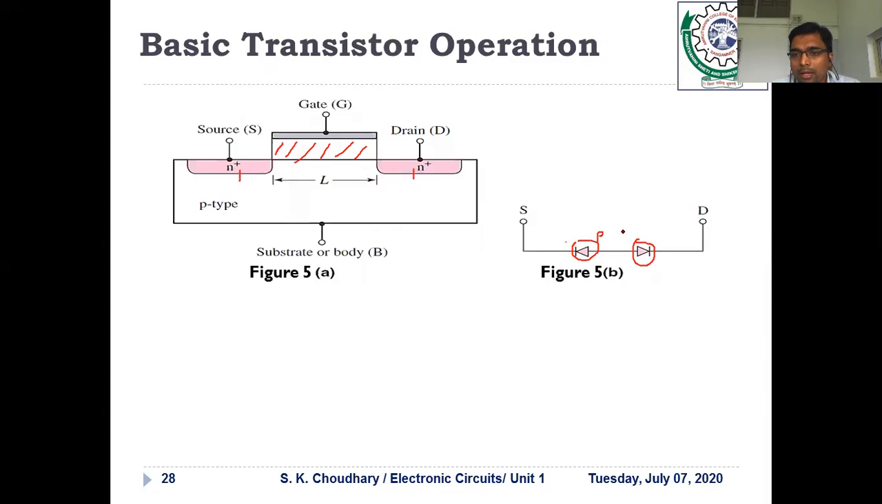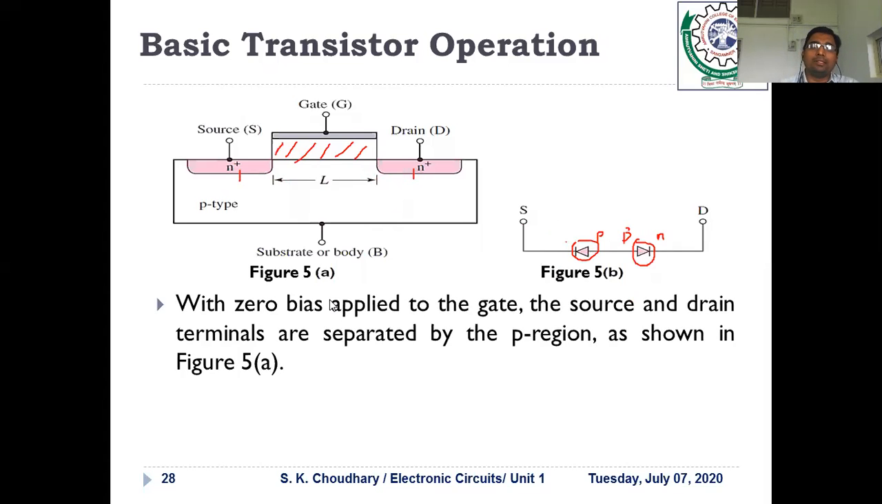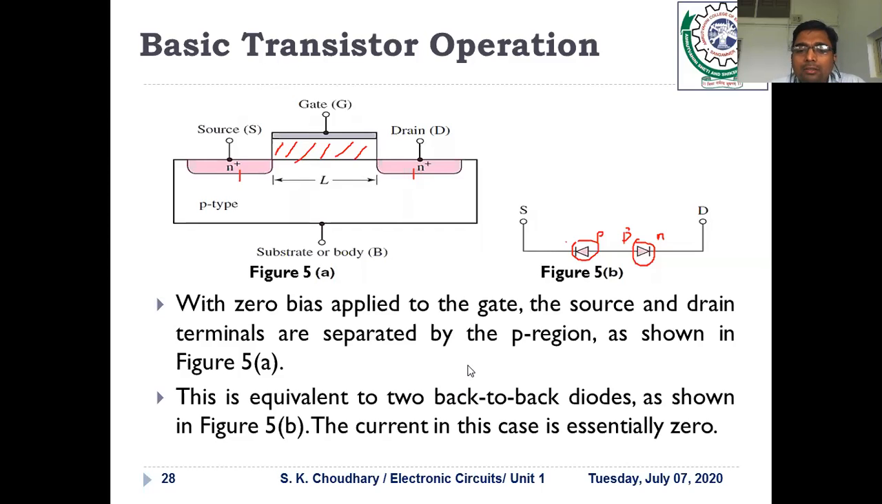That means substrate P is here and N is towards the drain terminal. So this is the two back-to-back PN junction diode. With zero bias applied to the gate, the source and the drain terminals are separated by the P region, as shown in the first picture 5A. And the equivalent two back-to-back diodes are shown in 5B. Current in this case is essentially zero.